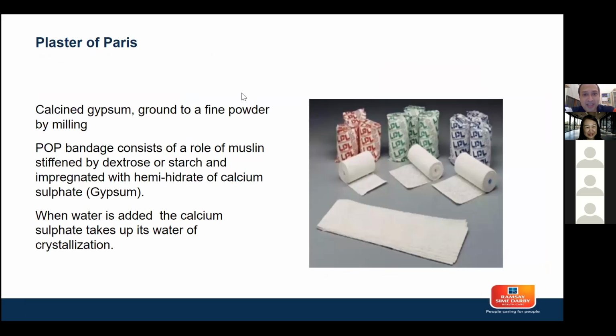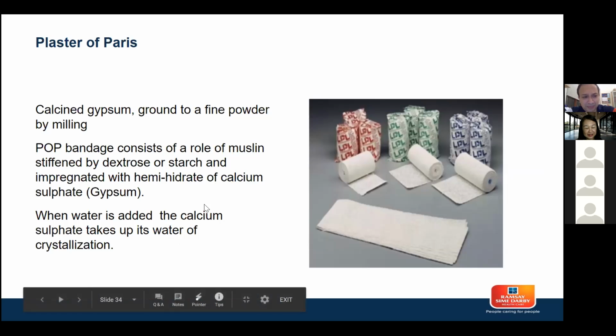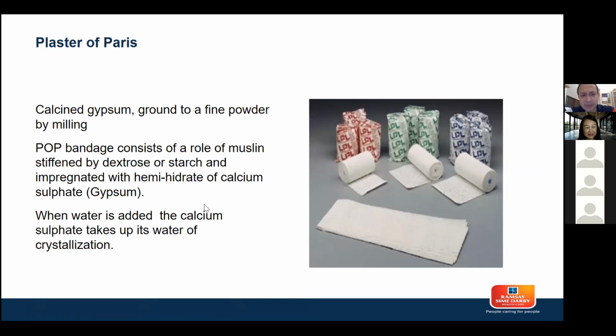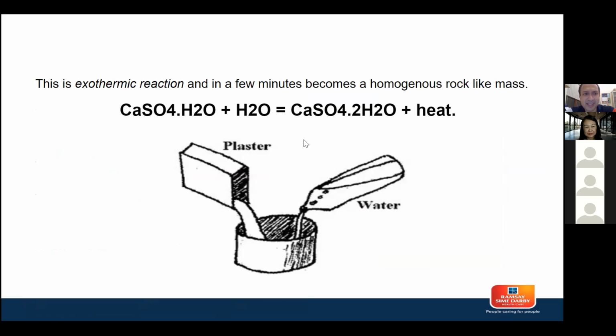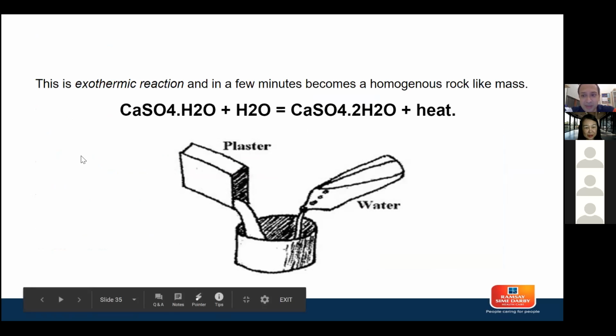Okay, plaster of Paris, a little bit of background on that. This is what it is. POP bandage consists of that. When you add water, the calcium sulfate takes up the water of crystallization. So basically it's an exothermic reaction, and this very complex diagram shows how it's done. So plaster plus water equals the POP generally.